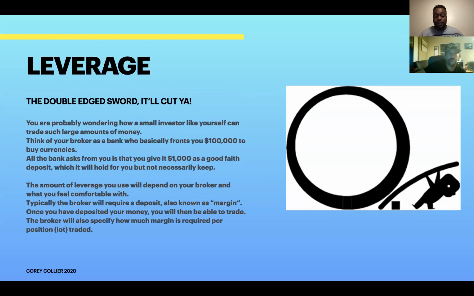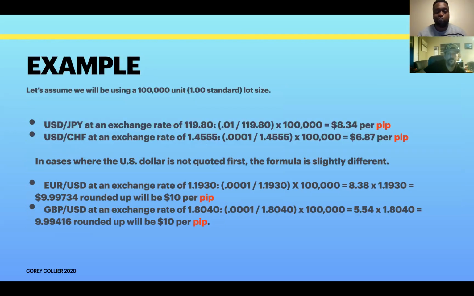Can I ask a question? Yes. If you go back to the previous slide, I'm having a hard time understanding this concept, because when I trade, like, you see 1 pip is worth, like in USD JPY, $8.34. But when I trade JPY, it's still like, if I do a lot size of $1 per pip, I still get $1 per pip. So I'm having a hard time understanding how this works.